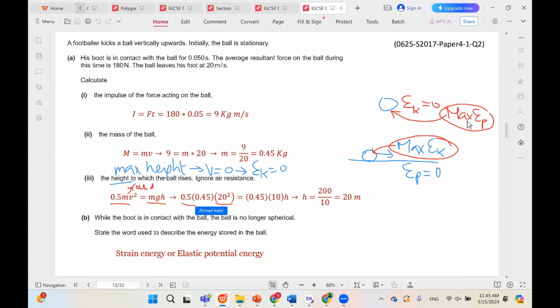So 0.5 times 0.45 times 20 squared equals 0.45 times 10 times the height. And we can solve for the h by taking these to the other side. We get 20 meters for the height.